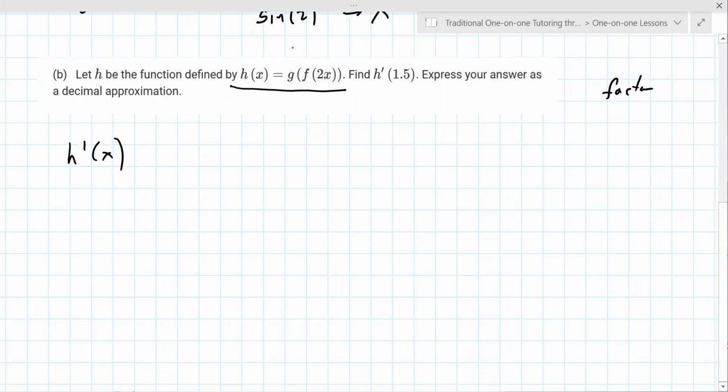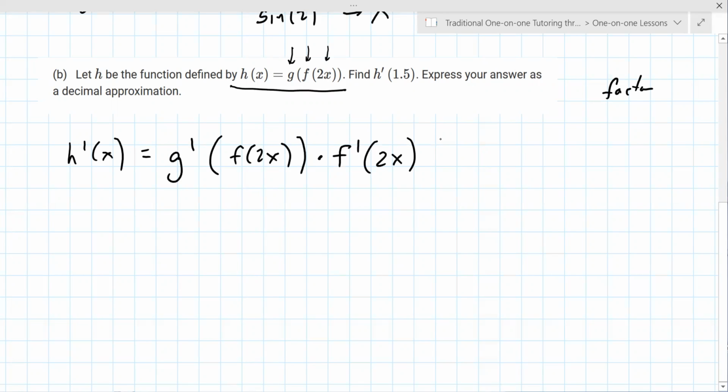Yeah. So here you've got g, f, and then 2x. So it's g prime of, and you keep the inside. The inside is f of 2x, times, you have to take the derivative of the next thing. The next thing is f. So it's f prime, keep the inside, times the derivative of 2x, which is 2. 2.